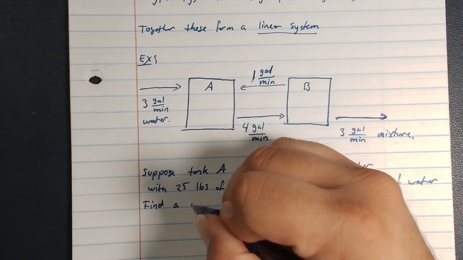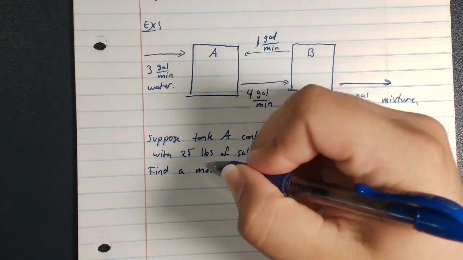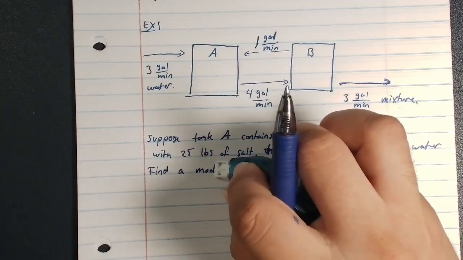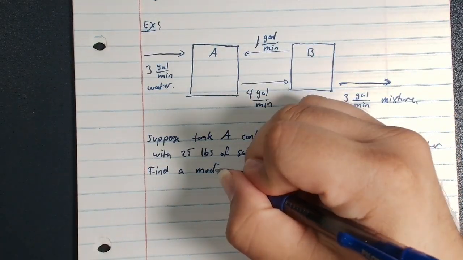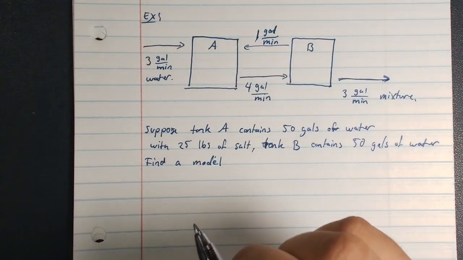Find a model. Oops, I don't know how to spell. Model, M-O-D-E-L. I like to joke that I've only been speaking English for about 35 years. I haven't had time to learn it correctly.